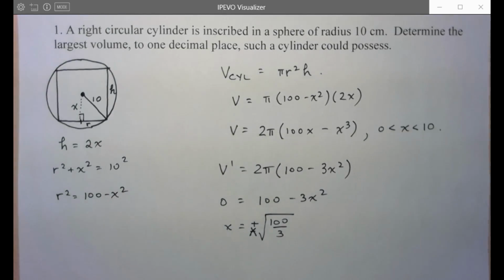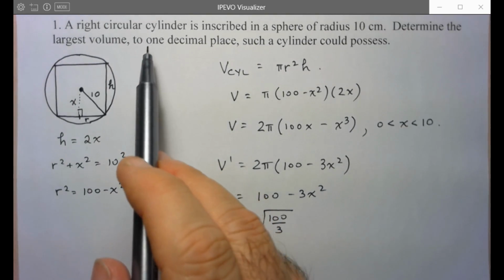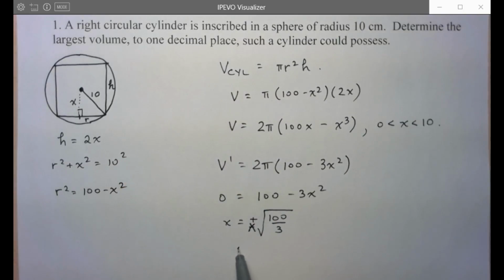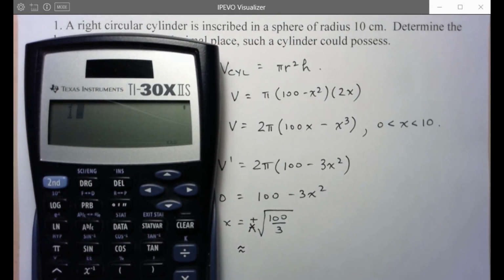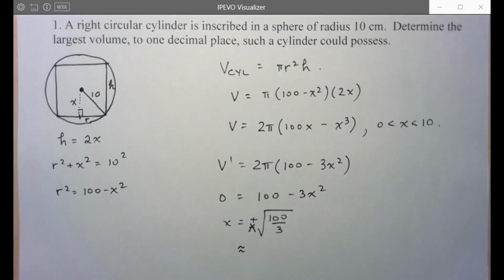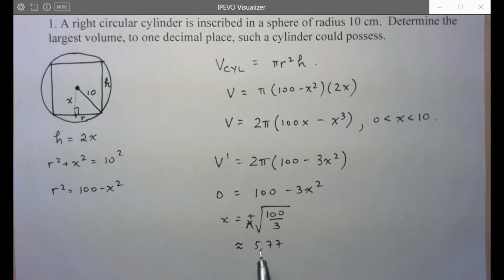Now, since they're asking me for an approximation, I'll just make my life simpler, at least for now, and find an approximation for this. I'll keep it to 2 decimal places, even though my final answer is going to be to 1 decimal place, so I don't lose too much precision. Okay, exponent 0.5 for my square root, and I get 5.77. So we have only one critical point in our domain.